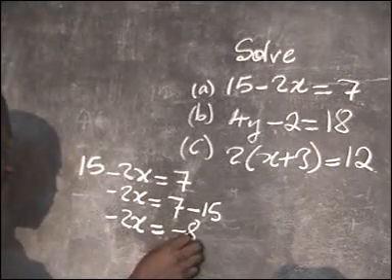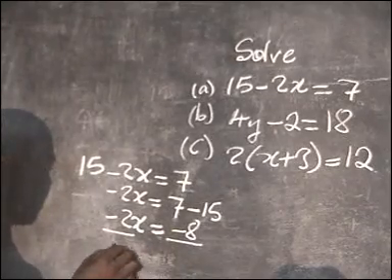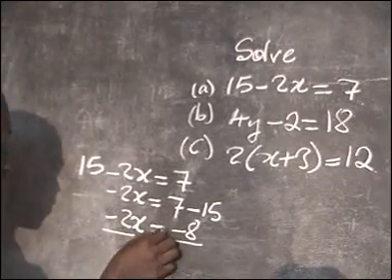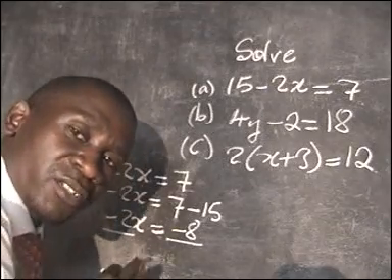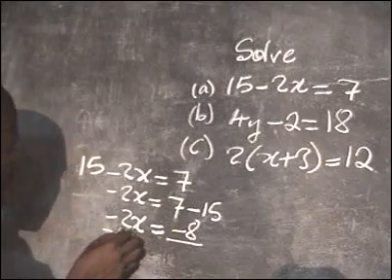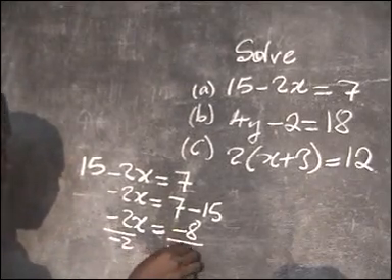Negative 2x equals negative 8. So you have to draw a dividing line this side and this side. Mind you, because of an equal sign, whatever is done on the left hand side of the equation must also be done on the right hand side of the equation. So divide this side by negative 2 and that side by negative 2.